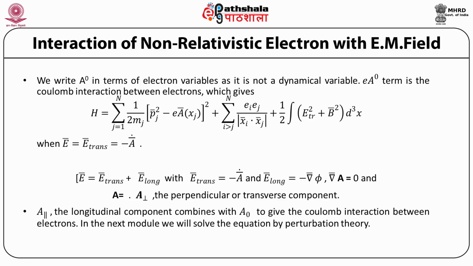A vector has A perpendicular, the transverse component, and A parallel, the longitudinal component, which combines with A0 to give the Coulomb interaction between the electrons. So in the Coulomb gauge that we have chosen, we find that the Coulomb interaction separates out and comes separately in the Hamiltonian, whereas the other part, the transverse part, comes in the first term.